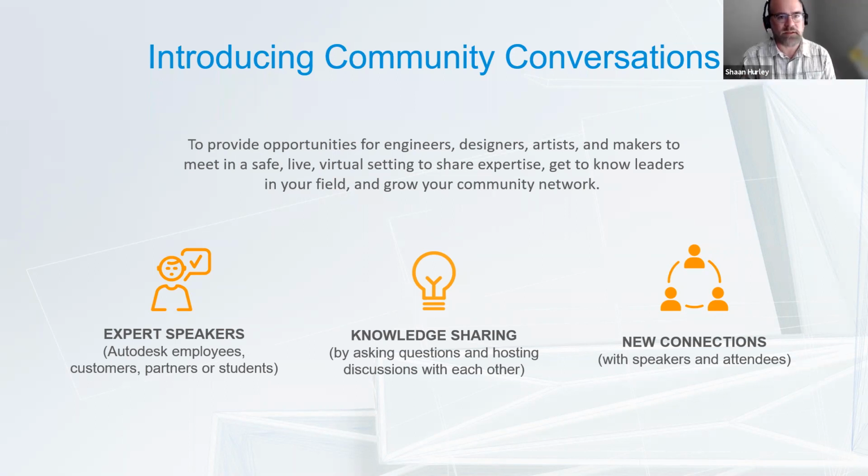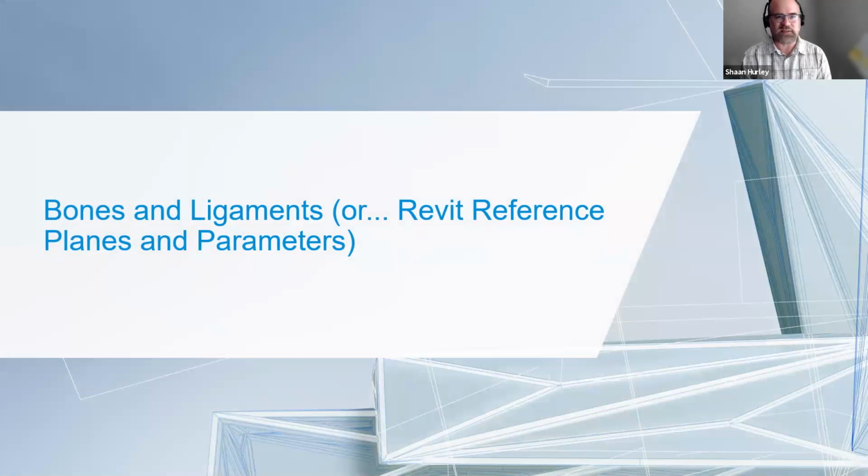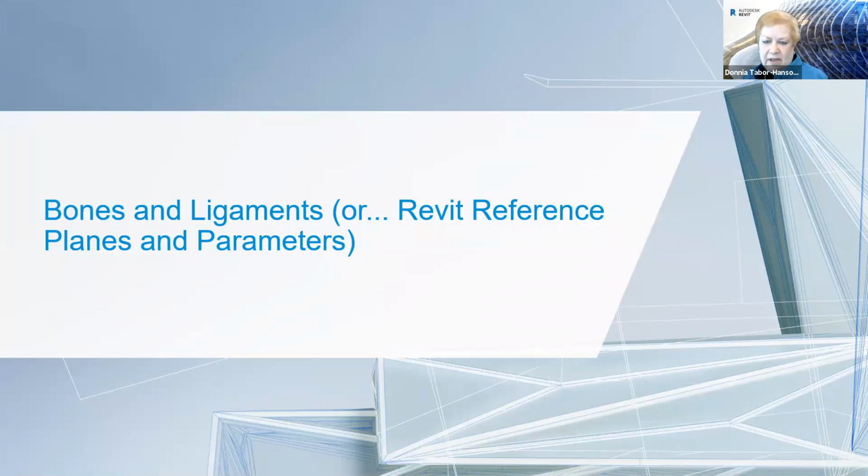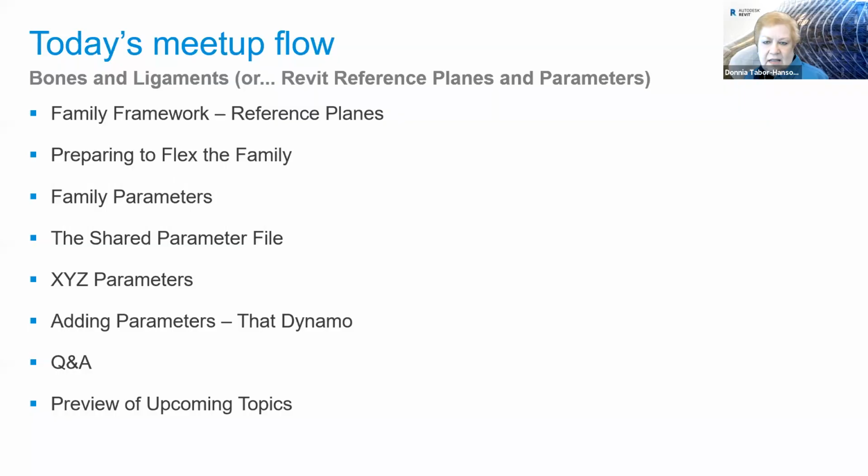And with that, Donnia, let's get into bones and ligaments. Bones and ligaments, yes. Our reference planes and parameters, as I say. Welcome to the second topic on Revit families in our community conversations. My name again is Donnia Tabor-Hanson. I will be sharing what I've learned over the many years using Revit. I've worked in a variety of fields in Revit, but no matter what company I work with, I always come back to the families. I always feel like that was some of the most interesting things that happened in Revit. How to make them, how to get them to do what the project needed. So let's get into it.